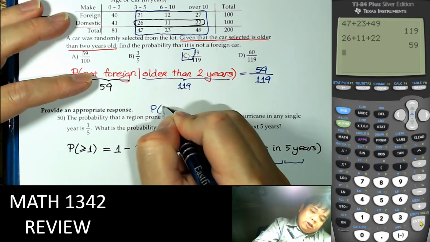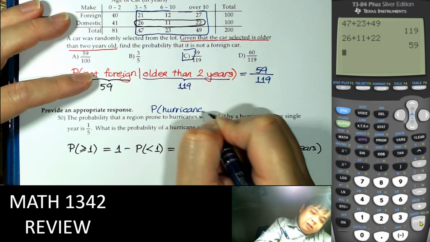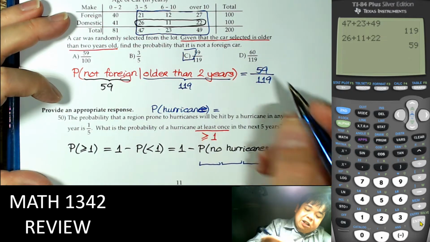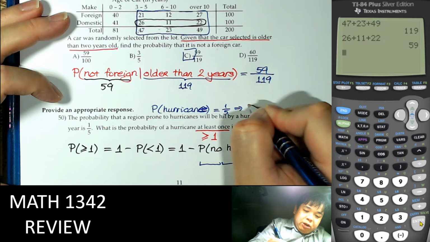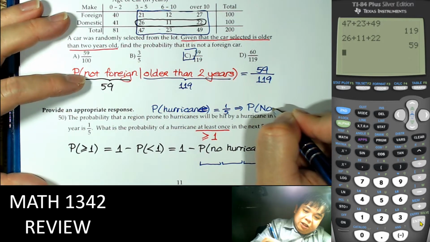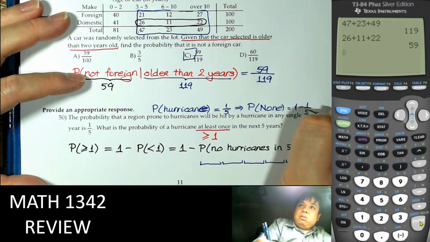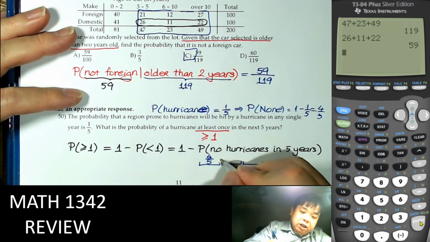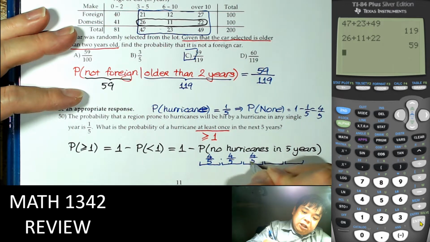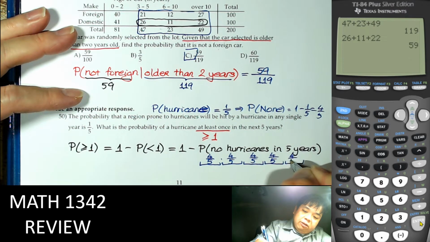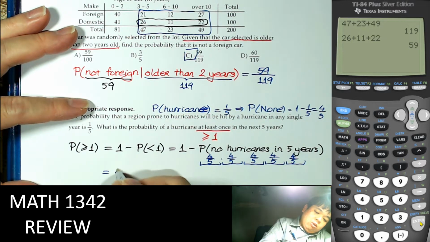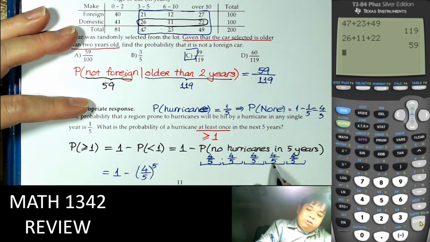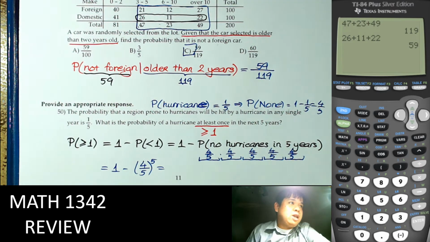So I just say the probability with the hurricane is 1/5. So if we have no hurricane in 1 year, it's 1 minus 1/5 as a complement, which is 4/5. So in year 1, there is a 4/5 probability that there will be no hurricane. Same thing for year 2, same thing for year 3, 4, and 5. So 1 minus all that, which is 1 minus 4/5 to the 5th power, because there are 1, 2, 3, 4, 5 of them. Right, so just use that.